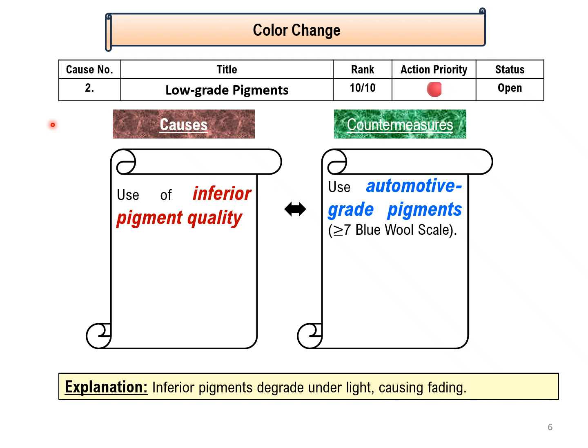The second important cause is low-grade pigments. These are also action priority items. The cause is use of inferior pigment quality, and the recommended countermeasure is to use automotive grade pigments with a rating greater than or equal to a certain blue wool scale value. Inferior pigments degrade under light, causing fading.